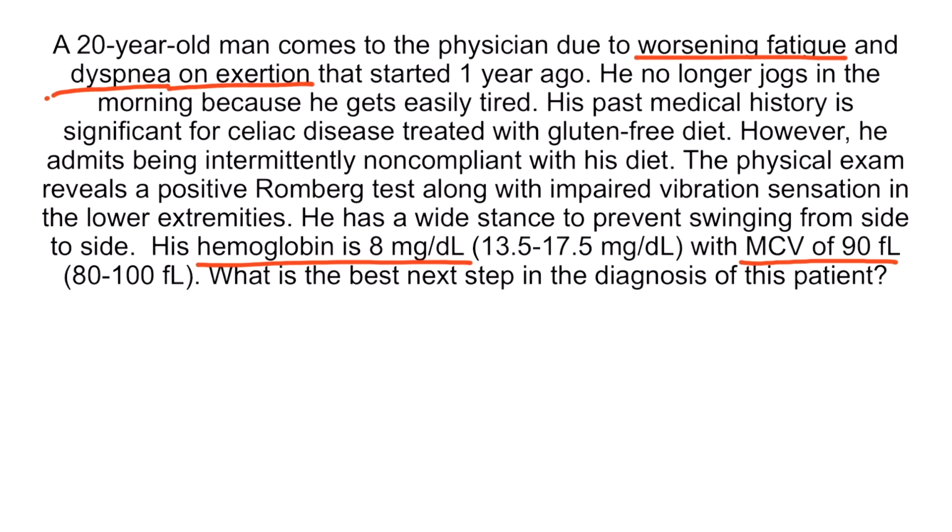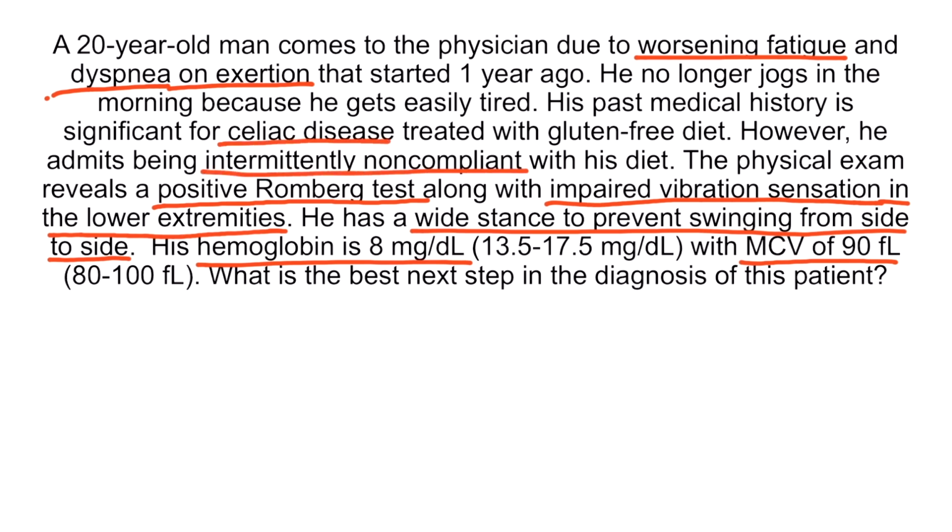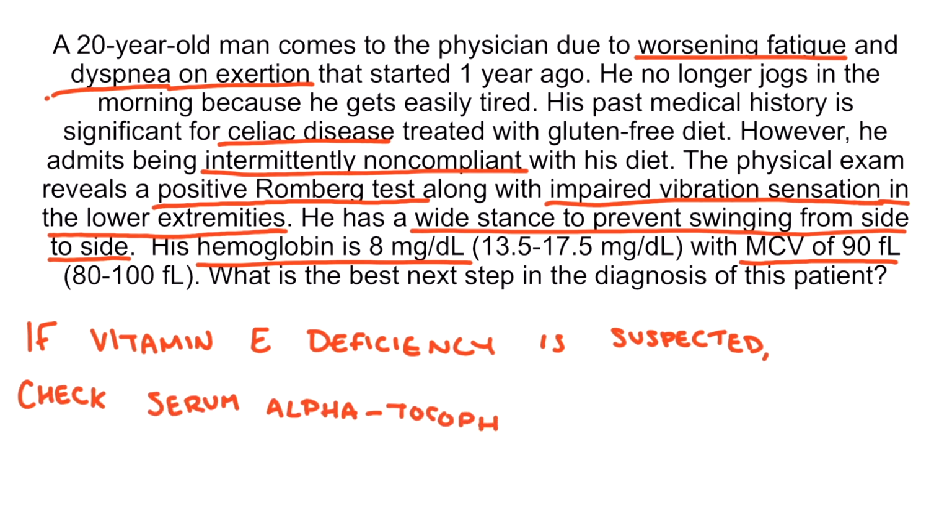He also has a positive Romberg test along with impaired vibration sensation in the lower extremities, indicating possible damage to the dorsal columns of the spinal cord. He has a wide stance to prevent swinging from side to side. This indicates ataxia, possibly due to spinocerebellar tract damage. His past medical history is significant for celiac disease, and he is sometimes non-compliant with the gluten-free diet. All of these findings suggest vitamin E deficiency. The best next step in the diagnosis of vitamin E deficiency is to measure serum alpha tocopherol levels.